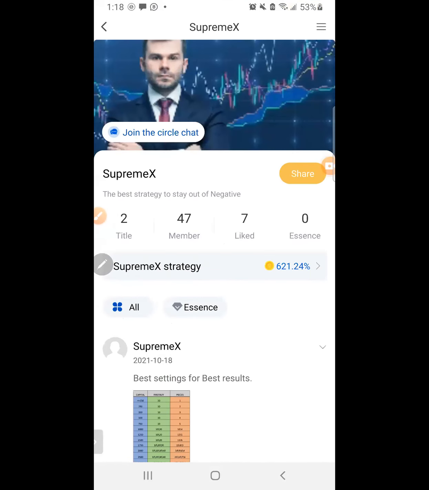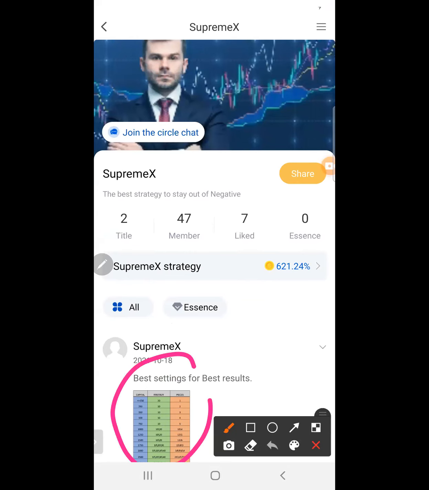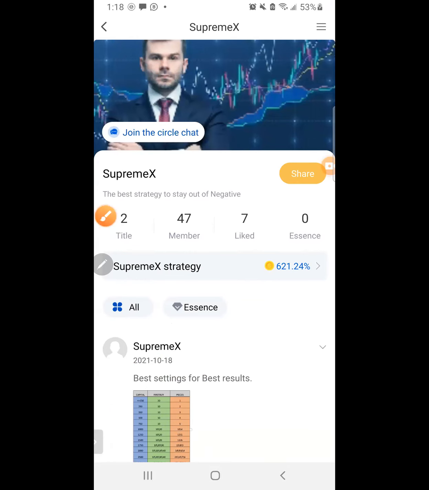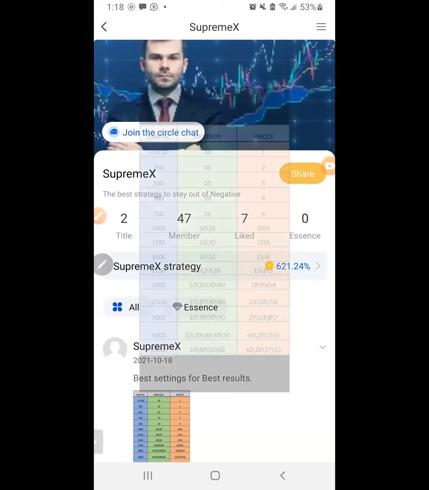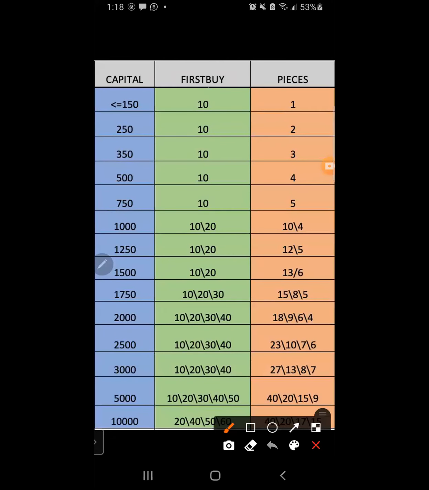Once you click on it, you're going to see the charts. They also drop the charts here. The Supremex guys drop the charts here, so in case you still get confused, just click on the chart. It says if you have 150, put first buy 10, put one piece. If you have 250, put first buy 10, put two pieces. But you have 296, which is like 300, so just treat it like 300. Put 10 and put 3.